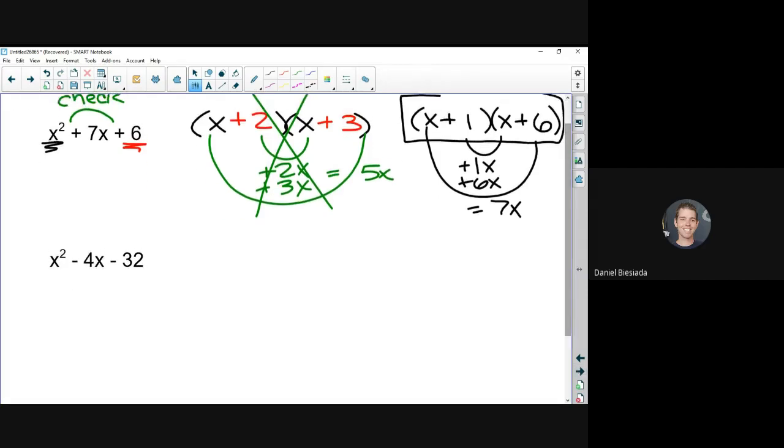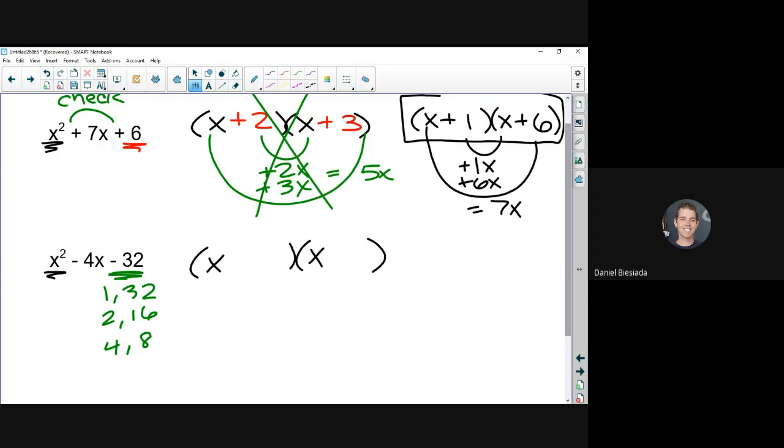Let's take a look at another one involving subtraction, x squared minus 4x minus 32. Again, another trinomial, so I'll set this up with 2 sets of parentheses. X squared, of course, can only come from x times x. But now I've got a negative 32. That's a slightly larger number. We've got quite a few possibilities for this: 1 and 32, 2 and 16, 4 and 8. But the fact that it's a negative 32 means that one of those two numbers must be negative.